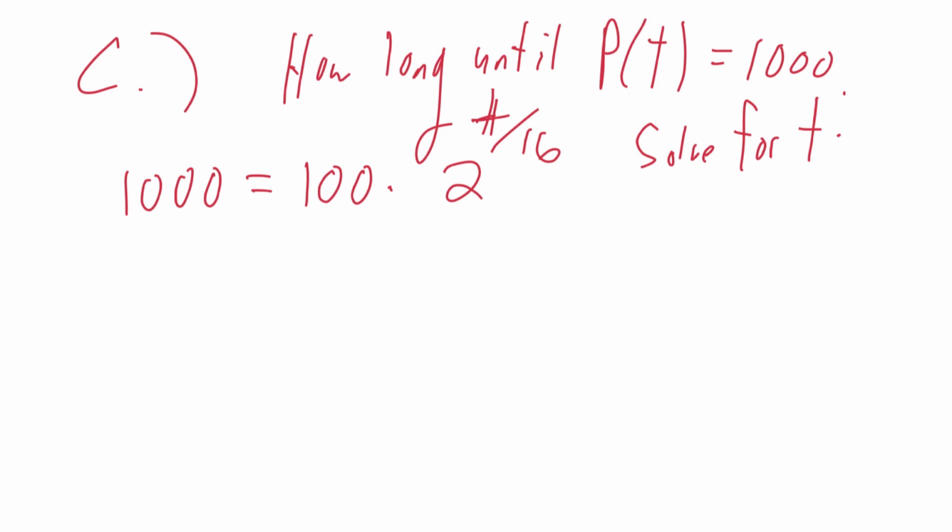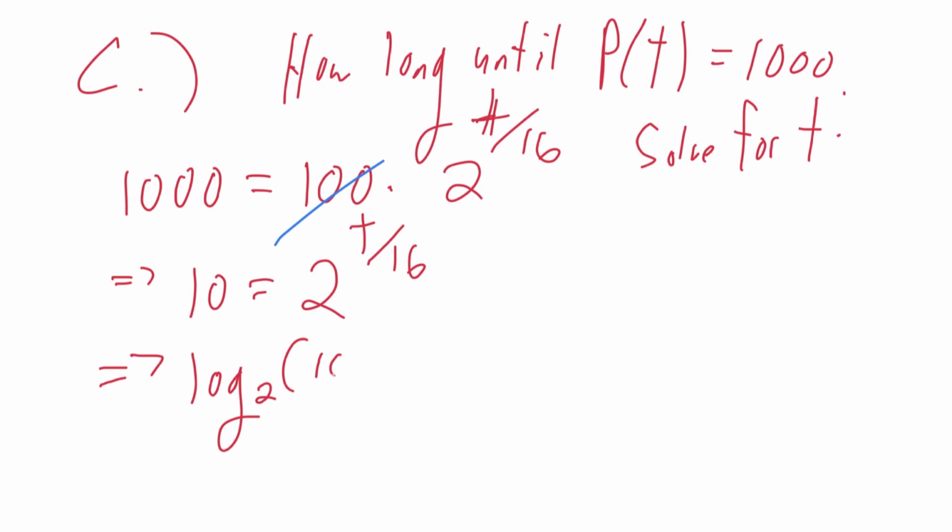So how can I do that? Well, let's first divide both sides by 100. And we'll get that 10 is equal to 2 to the t divided by 16. And now I want to figure out how to get rid of this 2 in the base of the exponent. How can I do that? Well, what function kills off exponential functions? The logarithm. So I'll take a log base 2 of both sides.